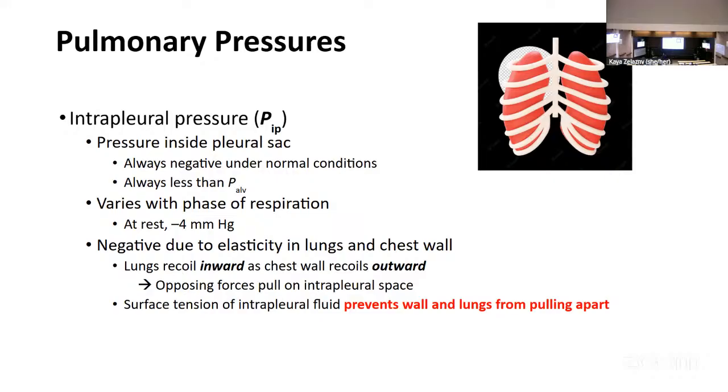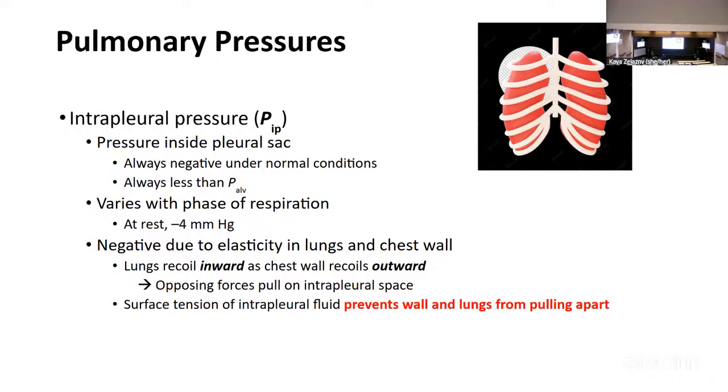We've got a little bit of fluid sticking that parietal pleura to the visceral pleura. And this is going to have a negative pressure. So you can think of that suction as that negative pressure. And this intrapleural pressure is always going to be less than our alveolar pressure. So the pressure right in that space outside the lung is always lower than the pressure inside the alveoli inside the lung. The intrapleural pressure will vary with the phases of respiration. So what we mean there is our inspiration, breathing in, our rest in between breaths, and then our expiration, breathing out. We'll see a slight variation. And at rest, it'll be about -4.